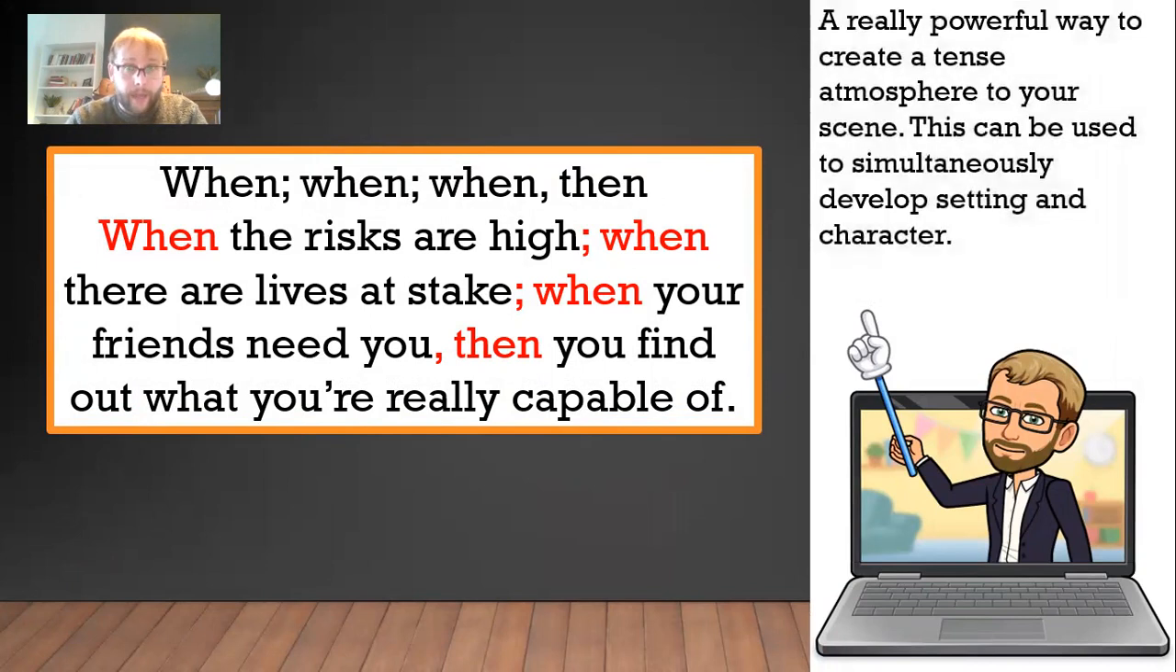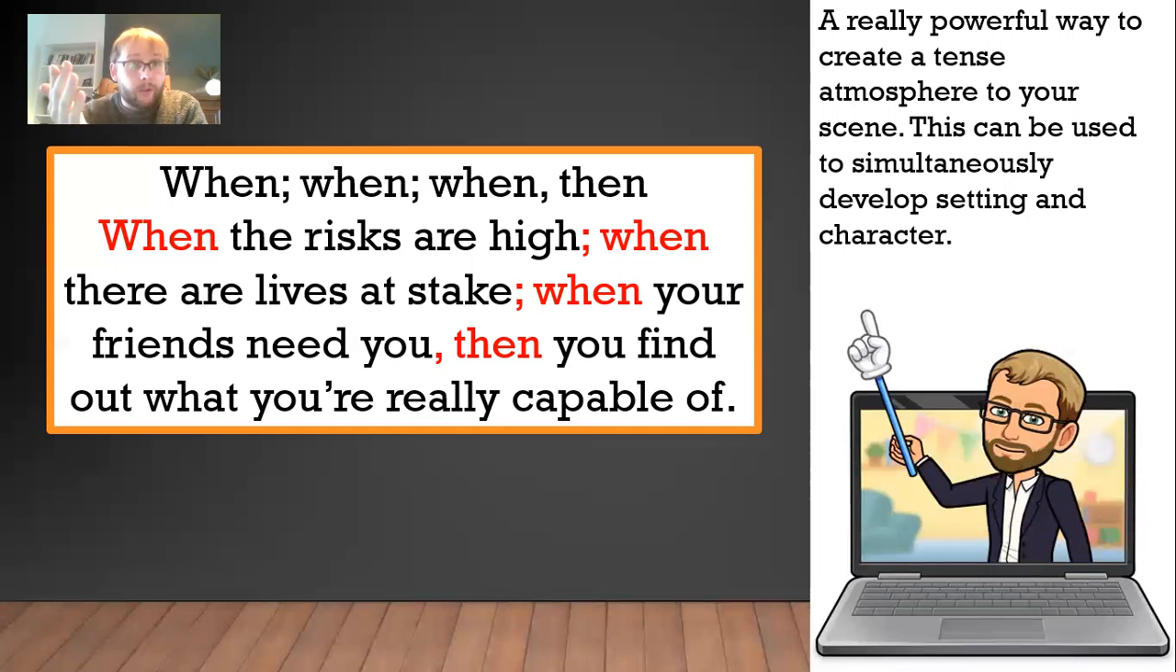When, then is a really powerful way to create a sense of atmosphere, to get your reader to feel like they're involved in the story. And it can be used to simultaneously, that means at the same time, develop character and setting, which is useful because we want to be concise so that we don't get our reader bored by sort of dribbling on and talking nonsense. So what we do for when, then, as it says in the name, we use the word when 3 times to start a main clause, and we separate those main clauses with a semicolon.